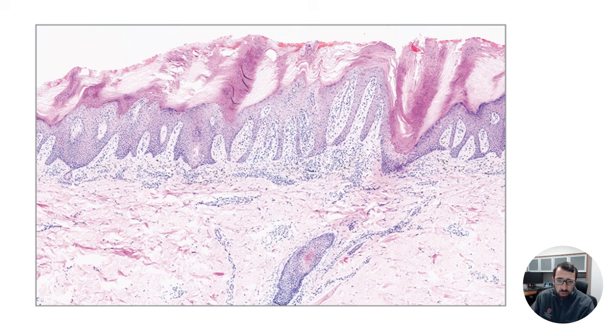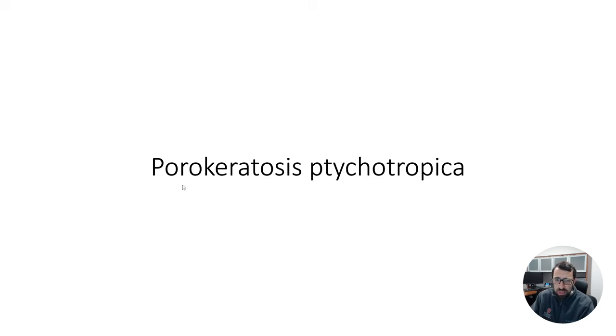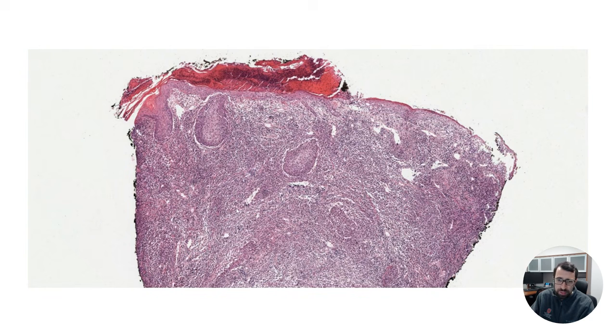So we had seen one cornoid lamella in the last slide. Here you see there's acanthosis, hyperkeratosis, but you have a cornoid lamella, here, here, here, here, here. You have multiple of them coalescing, and this is actually consistent with a special type of porokeratosis called porokeratosis ptychotropica. What might be decent yield for boards purposes is that this can present with a papulosquamous eruption on the buttocks.